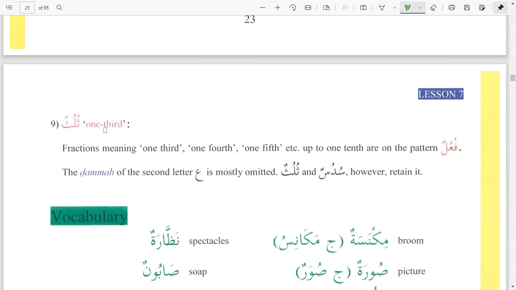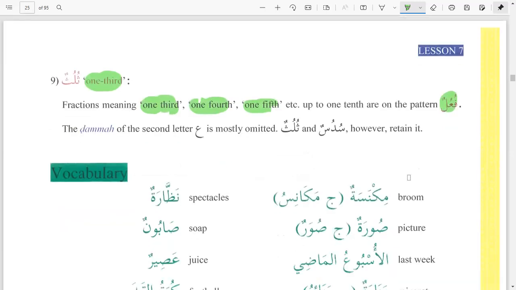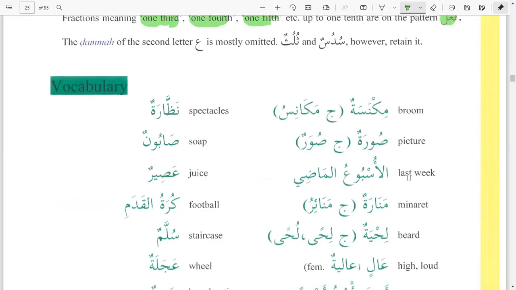Sulusun is 1/3, and it is a fraction meaning one third. Like the other fractions, 1/4, 1/5, etc. up to 10, it is on the pattern of fu'lun. The dhamma of the second letter ain is mostly omitted. Sulusun, sudusun. However, it is retained. Inshallah, we will learn this in detail in the lesson.